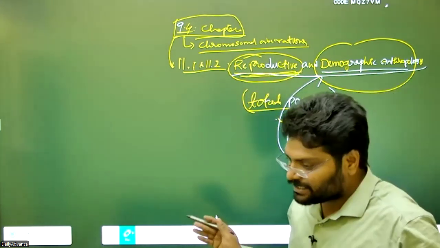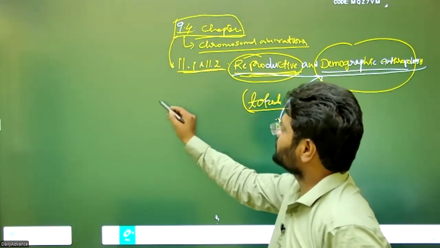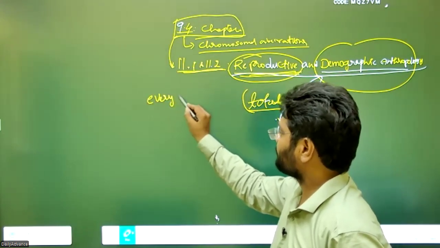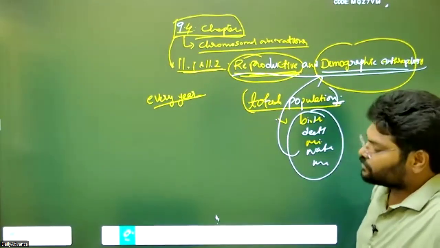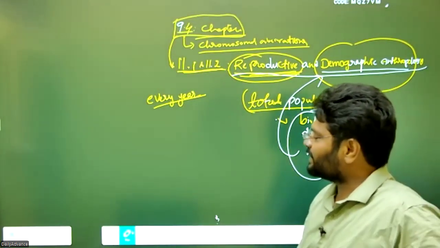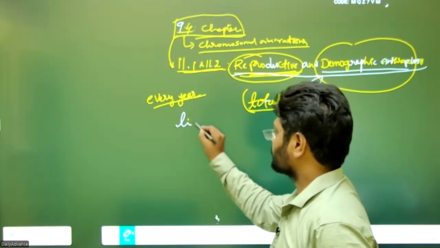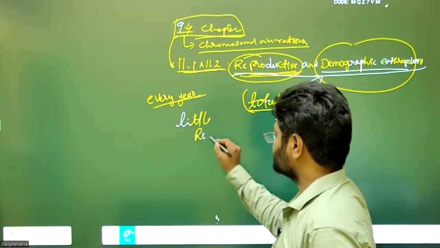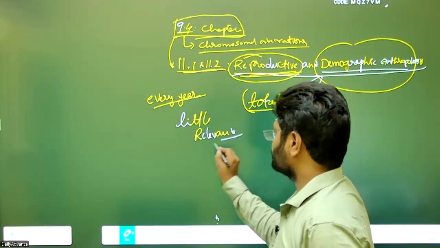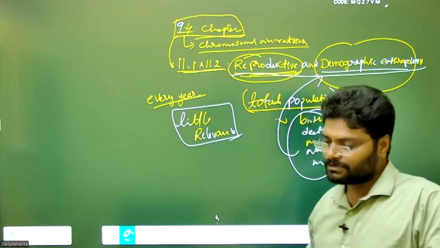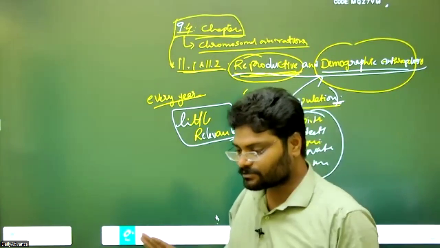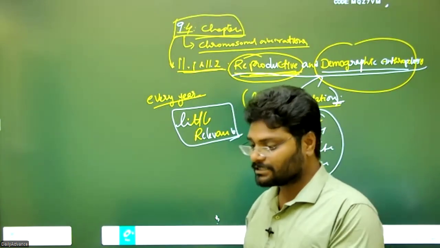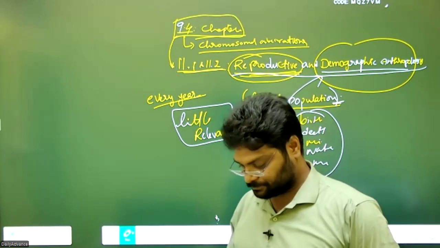So here you should blindly follow this chapter. Every year there is a question from this chapter. Today we are going to discuss only certain basics in this chapter. For exam point of view, today's class is of little relevance. That doesn't mean it won't come in the exam. Sometimes if the examiner wants to make the toughest question paper, he might pick this kind of unconventional questions also.